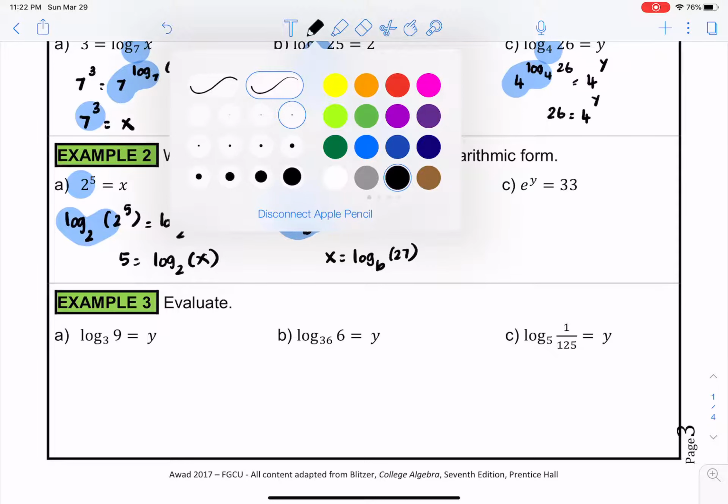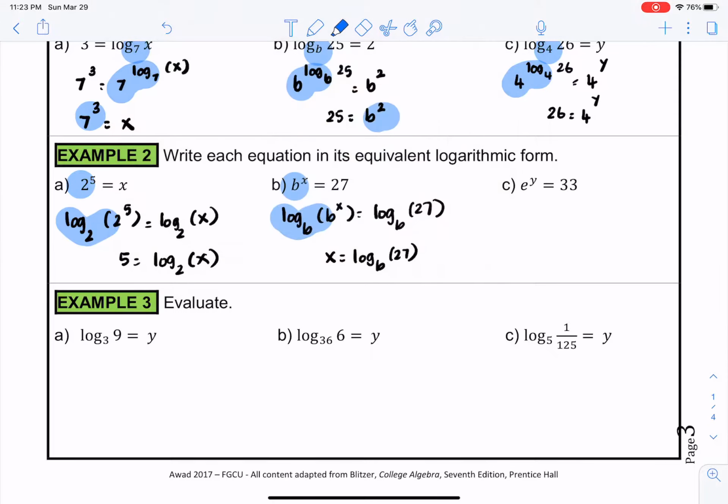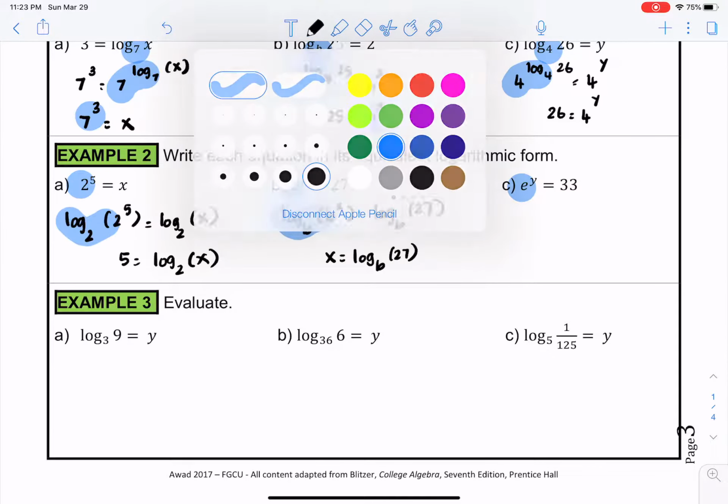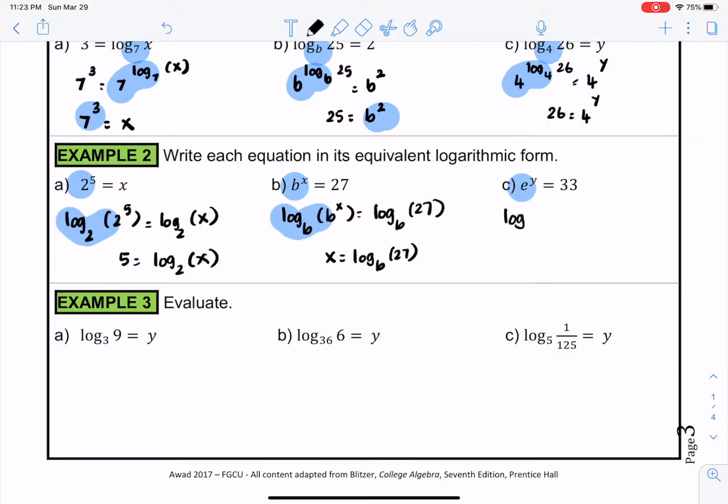Here, the base is e. So we have log base e of e raised to y equals log base e of 33. Those two would sort of go away, and y is equal to log base e of 33.